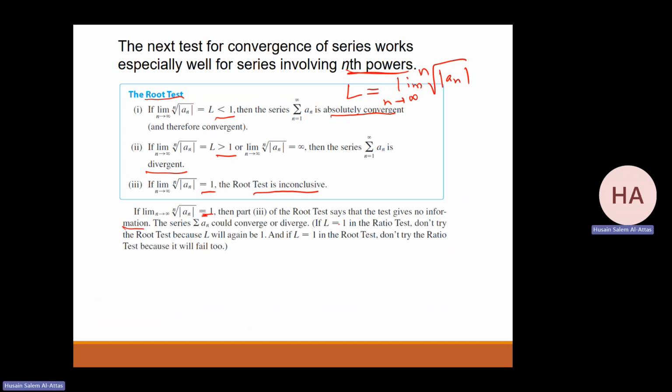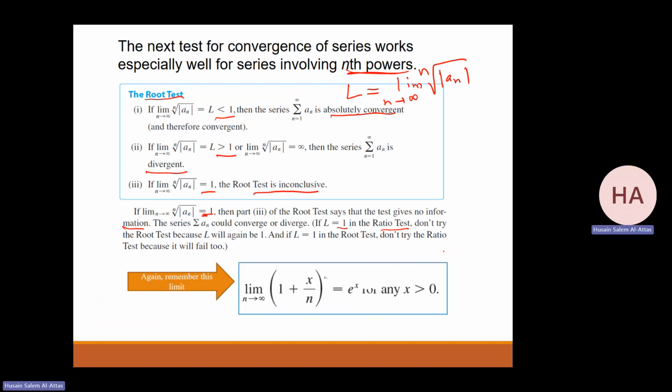Please note, if L equals 1 in the ratio test, don't try the root test. It will also give L equal to 1. And don't forget this limit, since you have the power, this is the power.